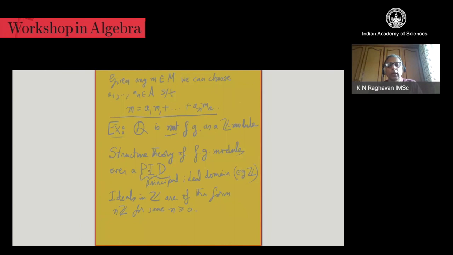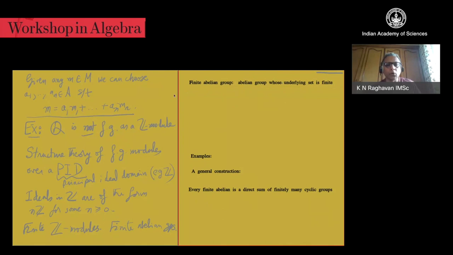And we study structure theory of finitely generated modules over a PID. So this is a subject that we study in master's courses in mathematics. So this is partly review. However, my approach to the subject will be different. And I am, in fact, concentrating not just on finitely generated modules, but finite Z modules. In other words, finite abelian groups. So what's a finite abelian group?